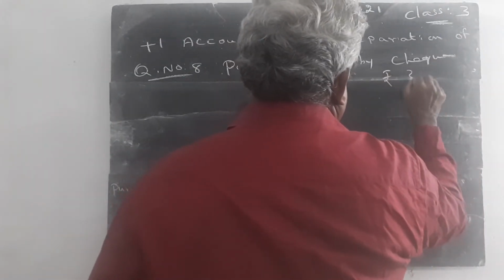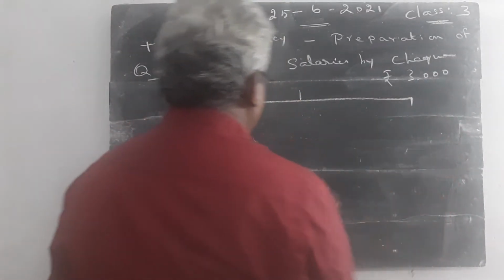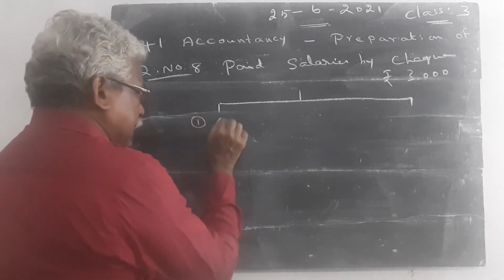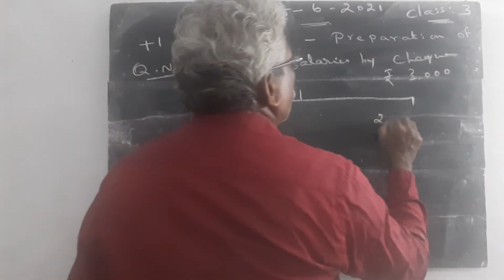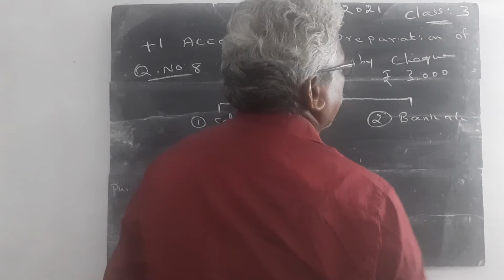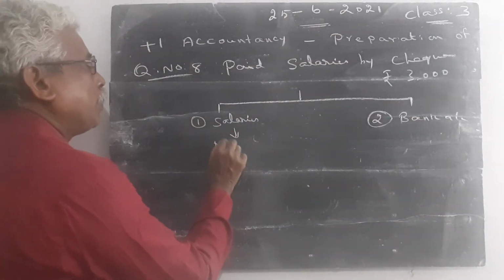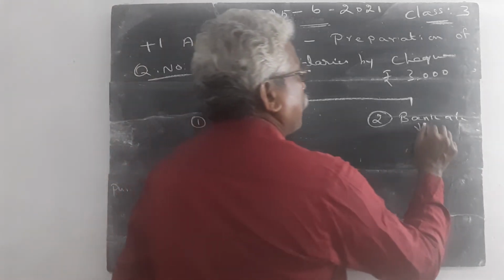Rupees 3,000. Here also we have two accounts. In all the transactions it contains two accounts. Number one, salaries account, and number two, bank account. There is no check account. Instead of writing check account, we use the word bank. Then salary account is the nominal account. Bank account is the personal account.